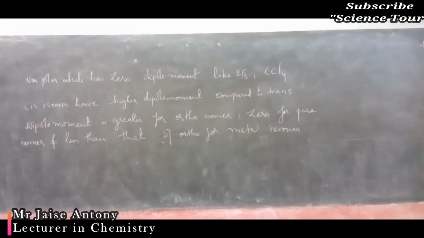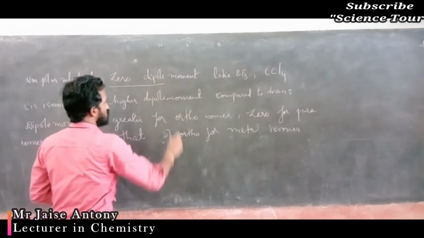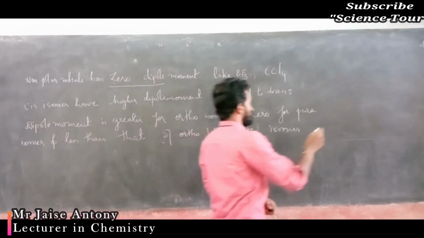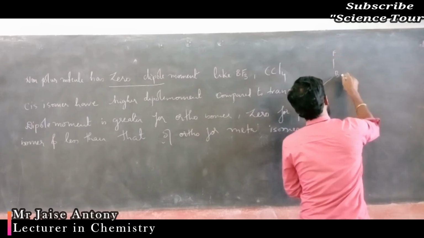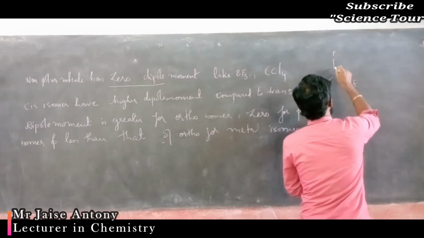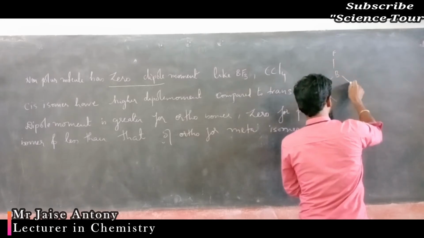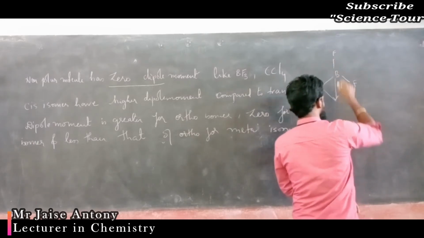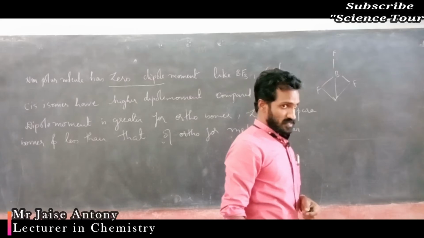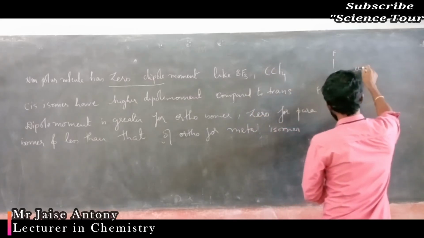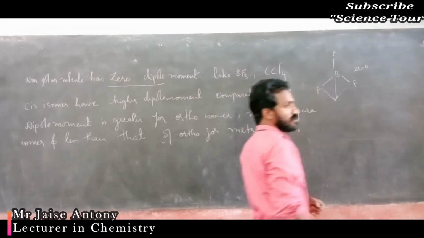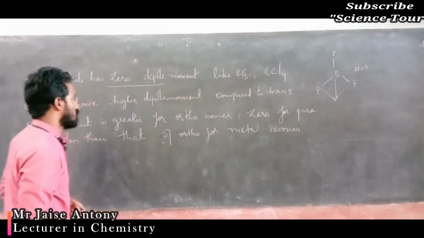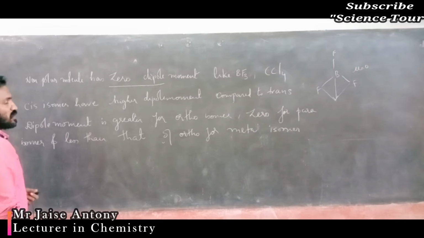My dear students, 3 points, please note down. Non-polar molecules have zero dipole moment, like BF3. For example, my dear students, BF3 has zero dipole moment. Last class I explained and gave an example. Its resultant dipole moment is opposite to this particular one, so it has zero dipole moment. These are non-polar. Carbon tetrachloride also has zero dipole moment. Carbon dioxide, zero dipole moment.